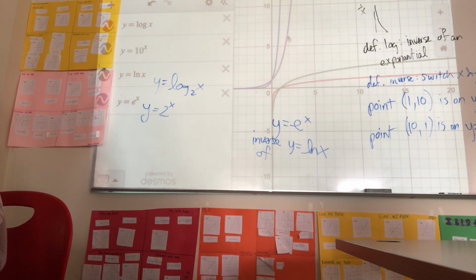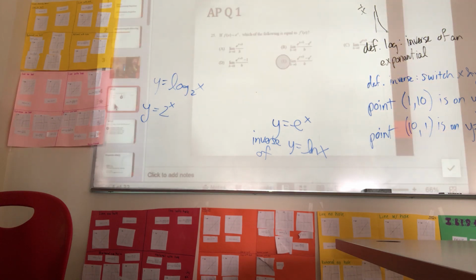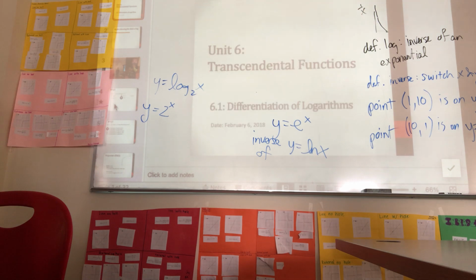So they're pretty similar. Notice how the key point's the same, but the growth rate's slightly different. The shape's the same. Okay, so that's the difference between ln and log: the base.